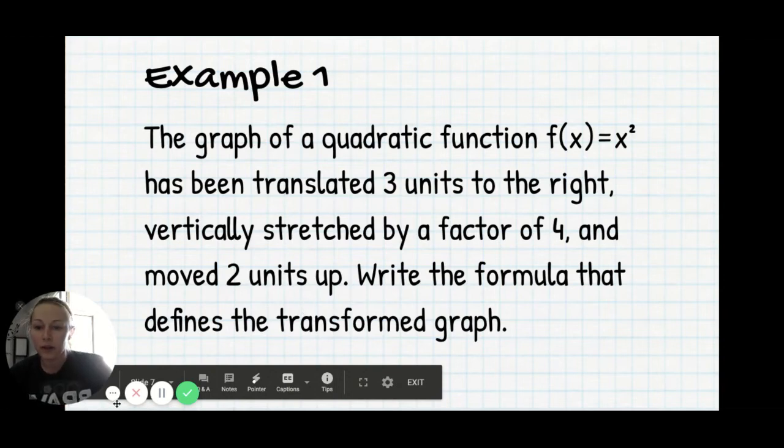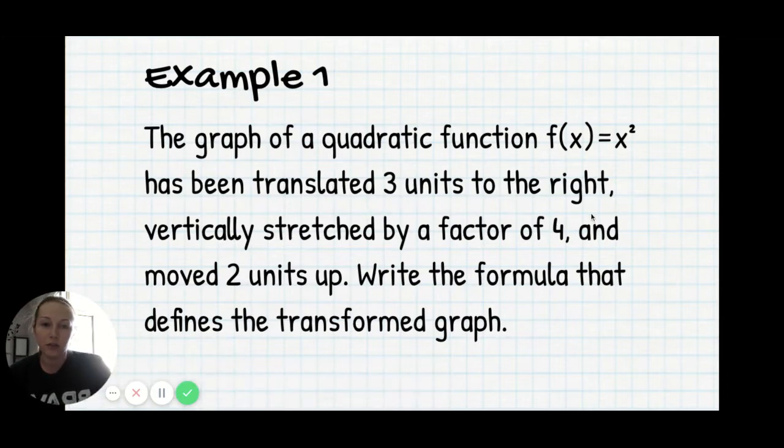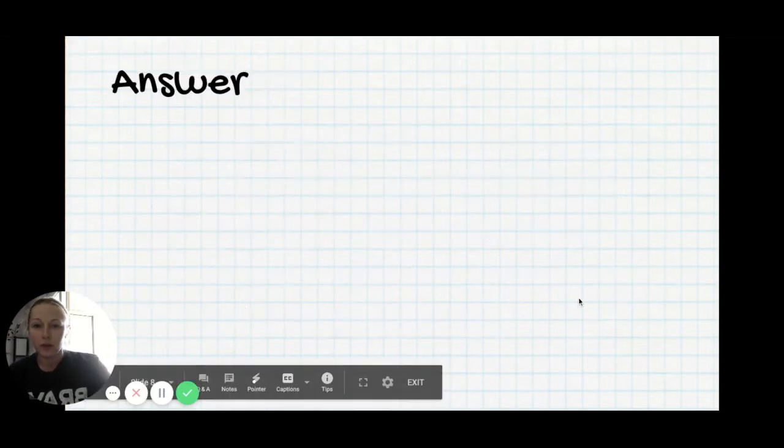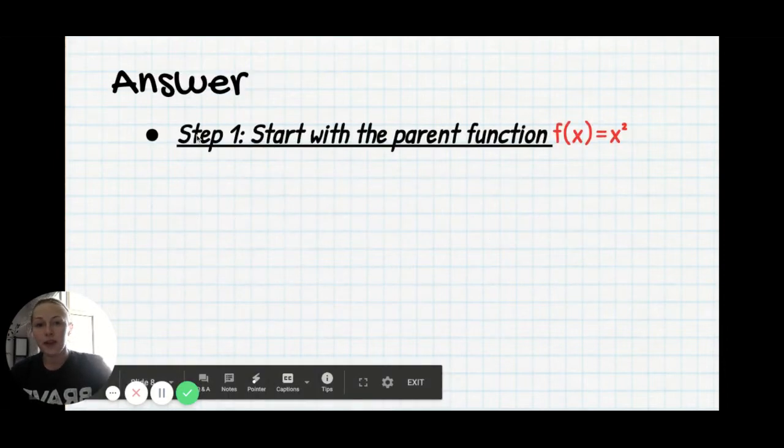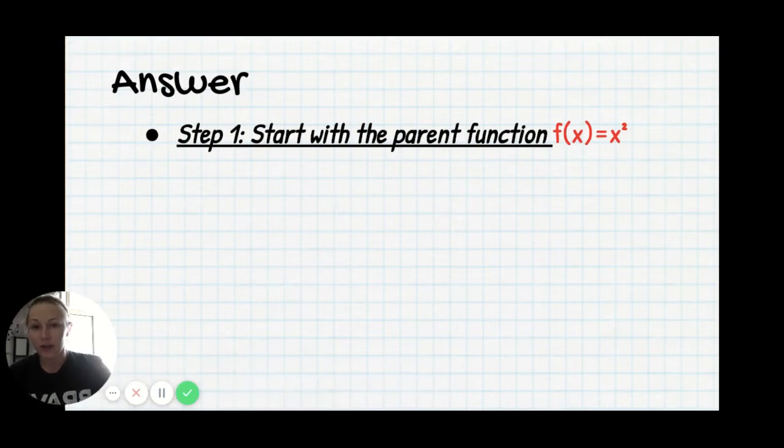So what's really important to look at here is that we're looking at 3 units to the right. That's important. We're looking at stretching it vertically by a factor of 4, also important. And we're moving it 2 units up. So let's look at one thing at a time. That's step 1. We're starting with our parent function. So that's f of x equals x squared.